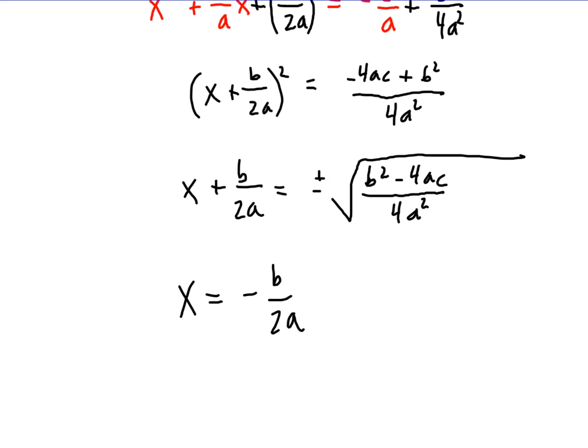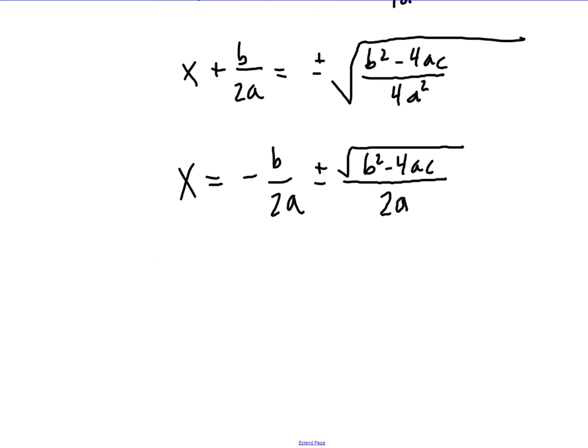And at this point I'm actually going to take the square root of this denominator, because this denominator is a perfect square. So the plus or minus I'm going to leave right here, but this is no longer under the radical. The square root of 4a squared is a perfect square, so that gives me 2a. This is going to remain under the radical, b squared minus 4ac. Now we have a common denominator.